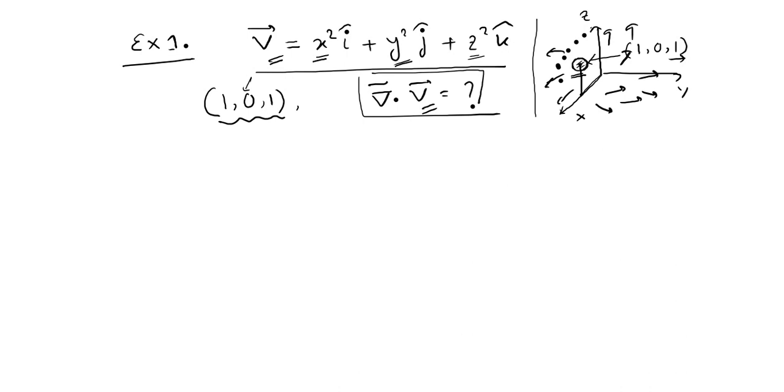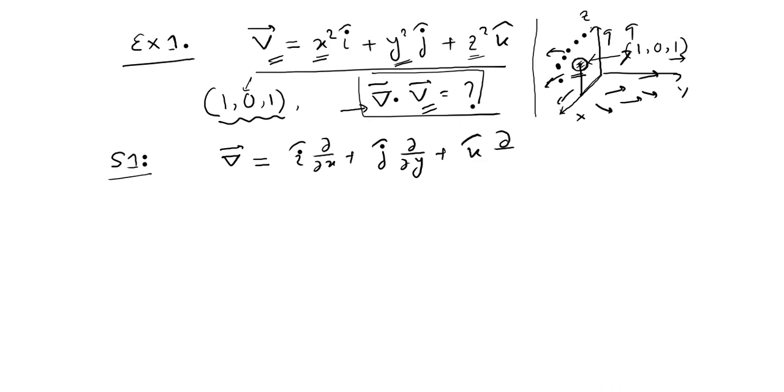At that point, is there any divergence of the vector field or not? So what is step 1? First, write down the expression of the nabla vector. As you all know, it is i cap del/del x plus j cap del/del y plus k cap del/del z.